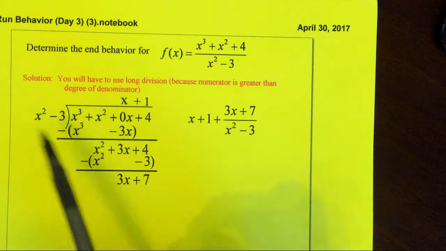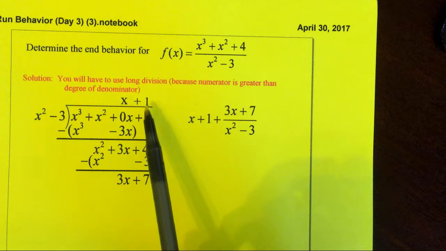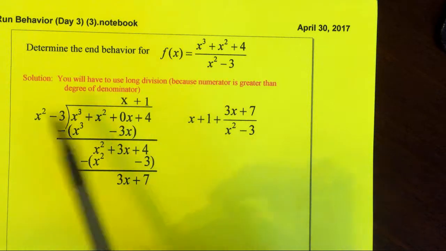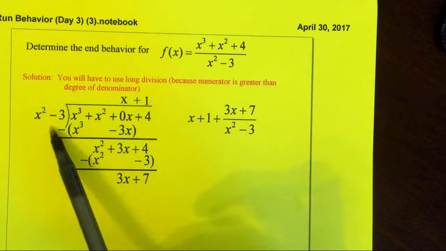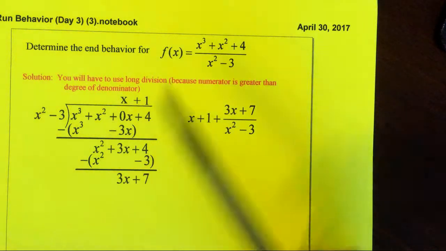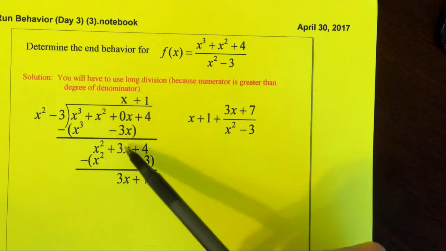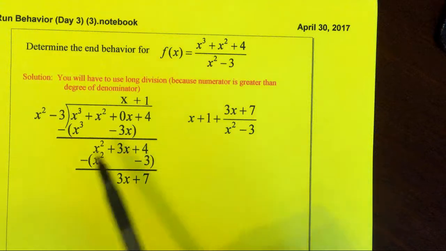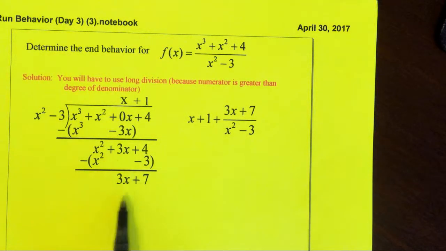Now how many times will x squared go into x squared? It goes 1 time. Then we multiply by 1. 1 times x squared is x squared. 1 times negative 3 is negative 3. And then we subtract. The x squareds cancel. The 3x comes down. 4 minus a negative 3 is 7, so the remainder is 3x plus 7.